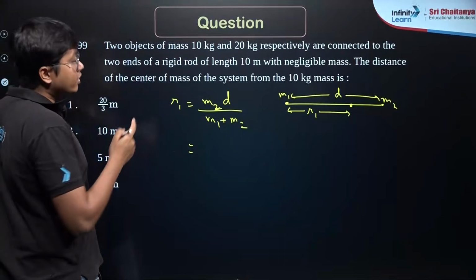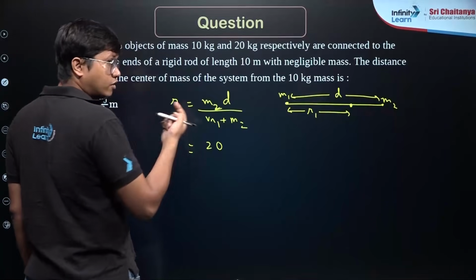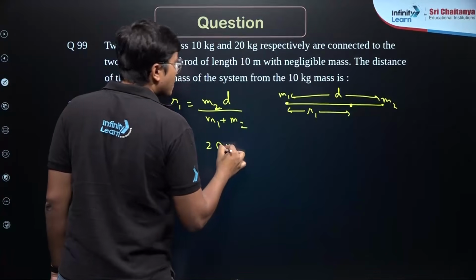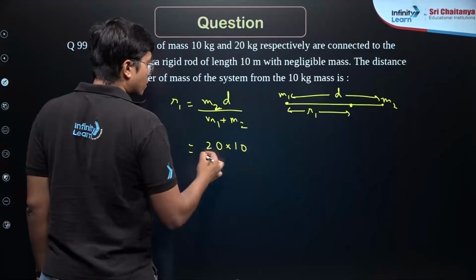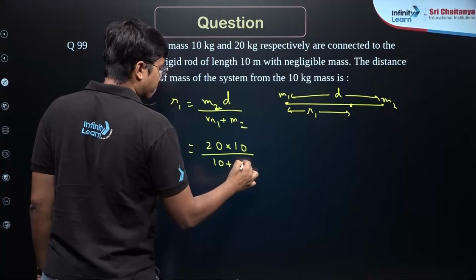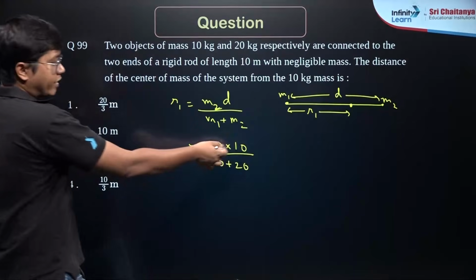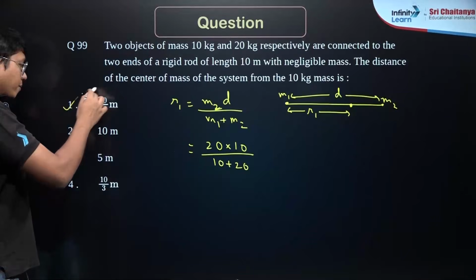Plug them in, m2 is 20 kg, because we're finding distance from 10, so I'm treating that as m1. Distance is 10 meters over 10 plus 20, that's 30, so 10 by 30 is 1 by 3, you'll get 20 by 3, option 1.